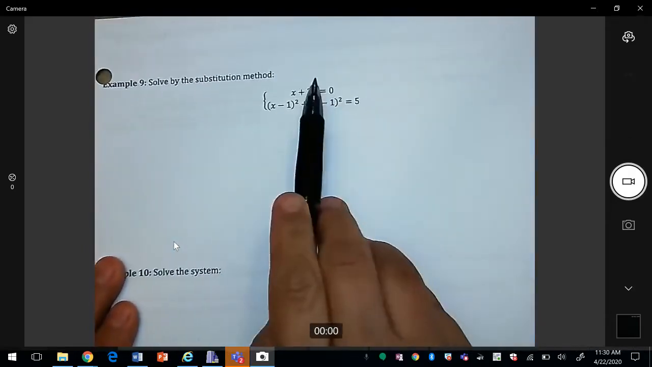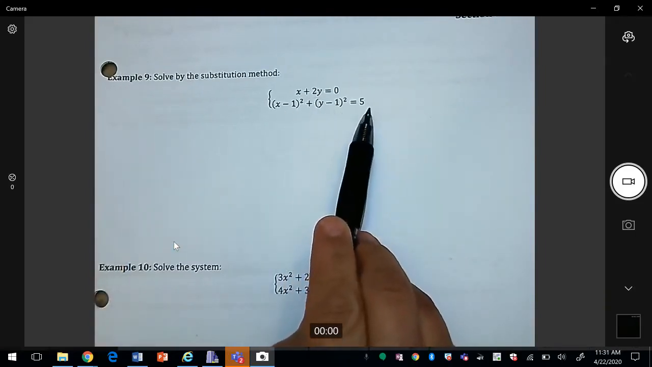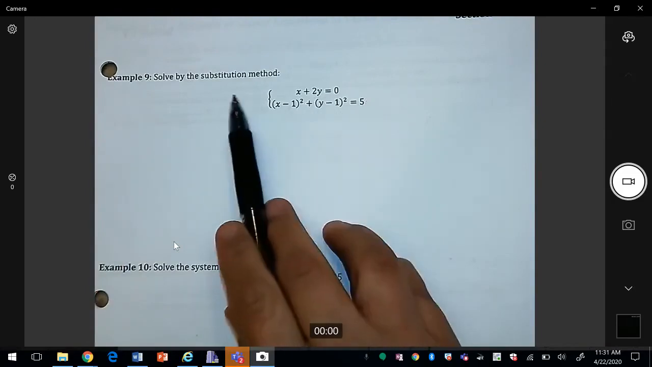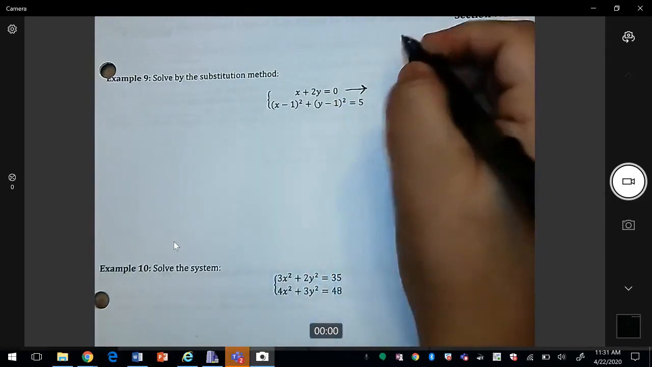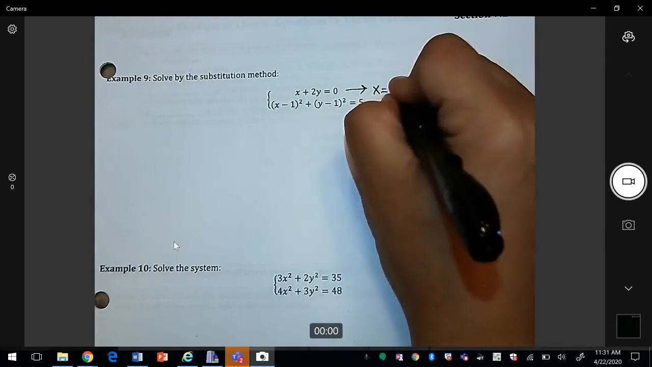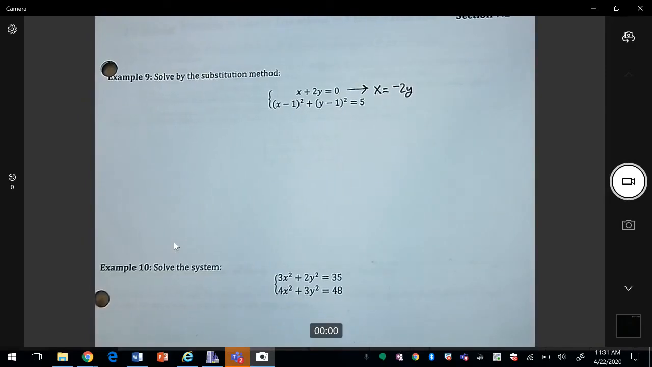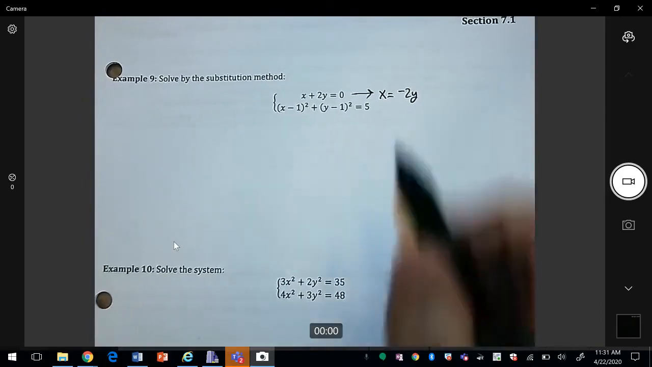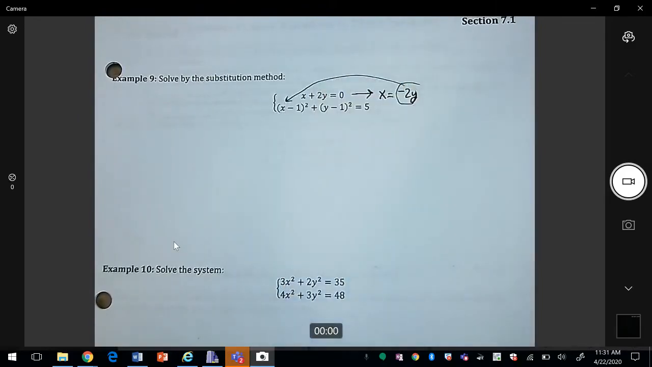So here we have a line, and then we have a circle. And so we can use the substitution method. The first thing I'm going to do is solve this equation for x. So I get that x is equal to negative 2y. So now I can replace my x with negative 2y.